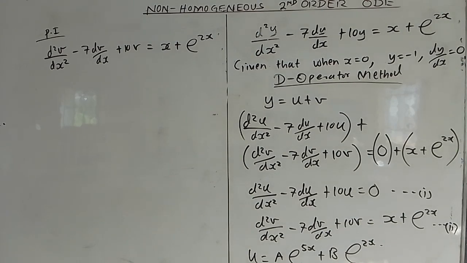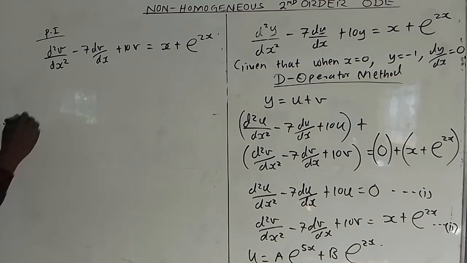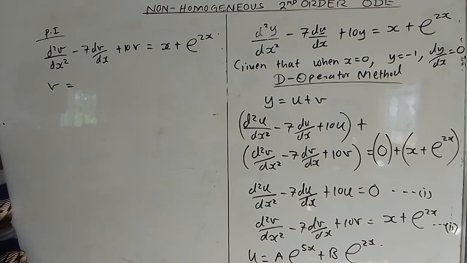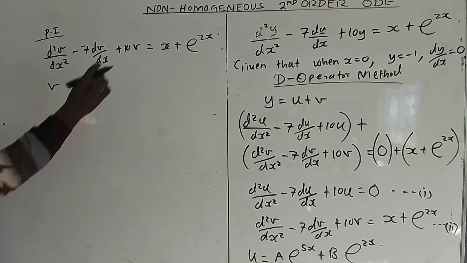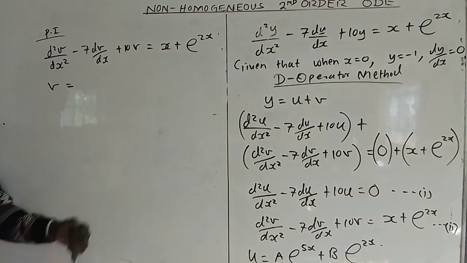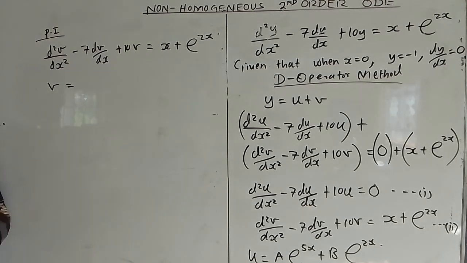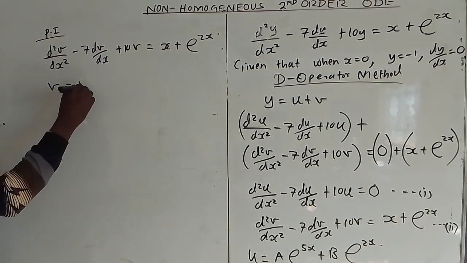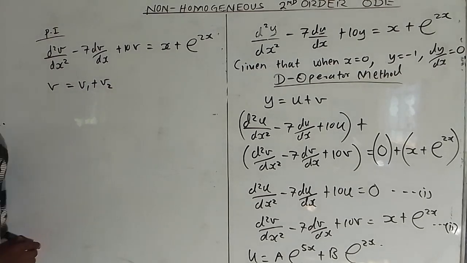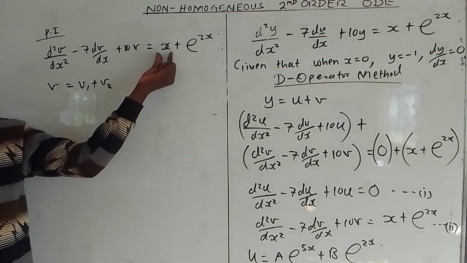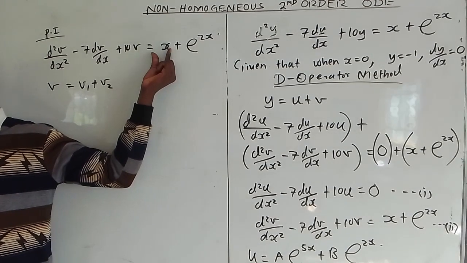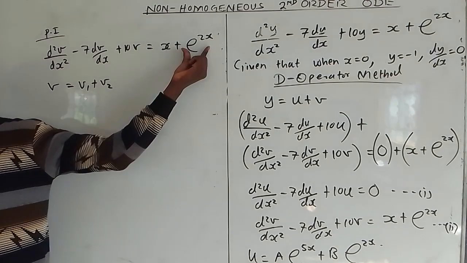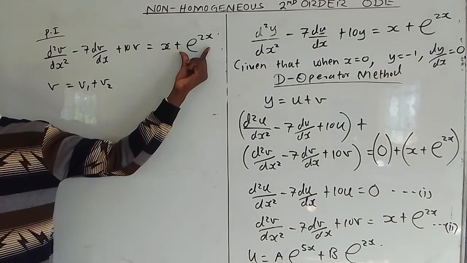Are we together? So after that, what is your choice for v, isn't it? What is your choice for v? So you can see, v is going to have two parts. The first part here is a polynomial. The second part here is exponential. So you see, v is going to be v1 plus v2, isn't it? Because v1 we are going to choose for a case of a polynomial, and v2 we are going to choose for a case of an exponential function.